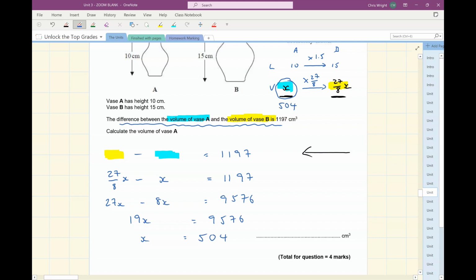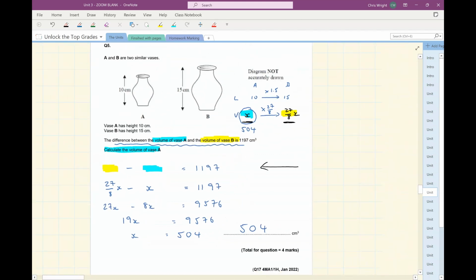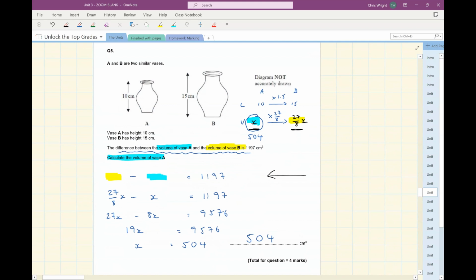And what's the question ask us to do? Calculate the volume of vase A. I've done that. It's 504. Need to check in case the question was asking you for the volume of vase B, in which case you'd have to work it out now that you know X. But you don't need to do that. The volume of vase A is 504.